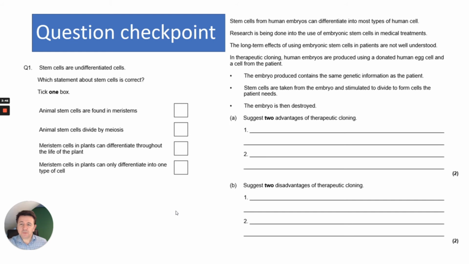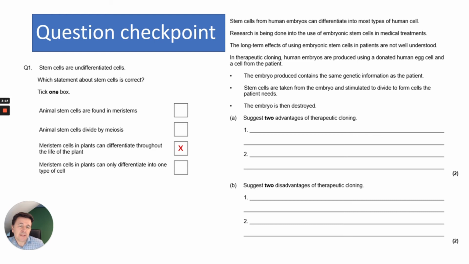So first one is quite simple. So stem cells are undifferentiated. Which statement about stem cells is correct? And you literally need to go through the list, and you'll find that actually meristem cells in plants can differentiate throughout the life of the plant. It's a case of going through each one and seeing which ones are completely incorrect, and therefore you can find the correct one.